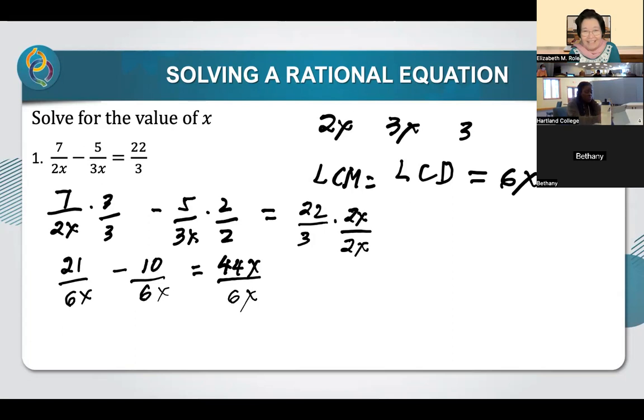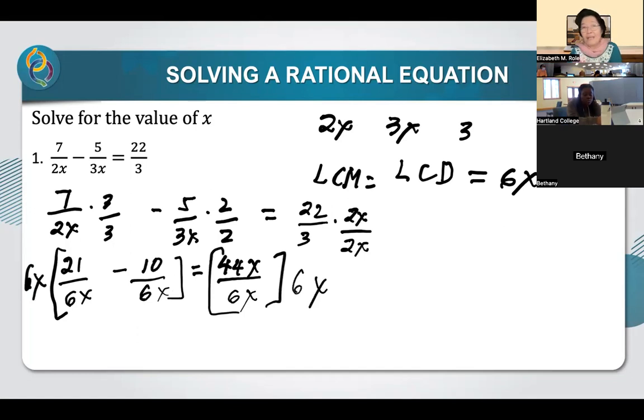So all of the denominators are already 6x. In that case, we want to get rid of that denominator. If we multiply both sides by 6x, then all denominators will be gone. What you do on one side, do it on the other side. So I multiply this by 6x, and I multiply this by 6x. They will still be the same because we're multiplying by the same monomial.